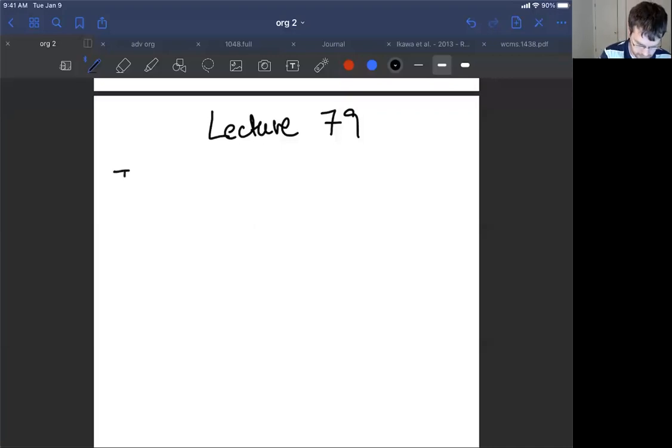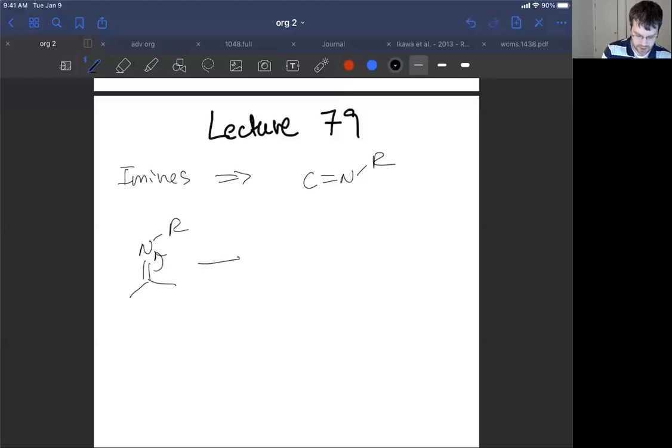If we recall, imines have a carbon-nitrogen double bond. The nitrogen has one other thing attached to it. Now, what I want to do is consider a resonance structure of an imine, and let's go ahead and put two other carbons on. We notice the nitrogen is electronegative.